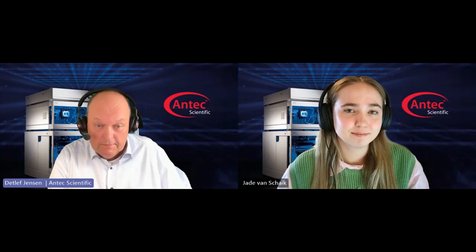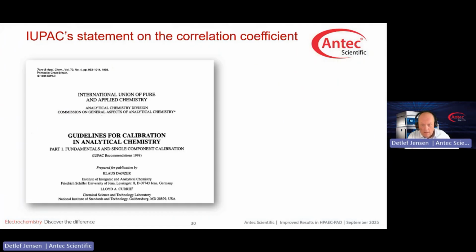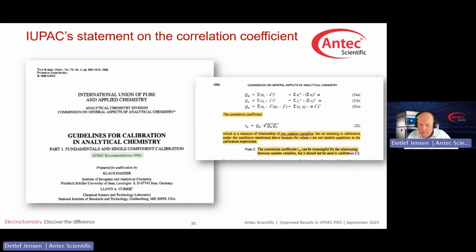Yep. Thank you, Yara. Yeah, we did talk about correlations, and this leads us to some hints on calibrations. So please be prepared for some surprises. And the surprise begins here. In 1998, the HPAEC published a document titled Guidelines for Calibration in Analytical Chemistry. It is a HPAEC recommendation, not just an article. It's a formal recommendation. Let me also bring up the page that is crucial to what we are discussing.